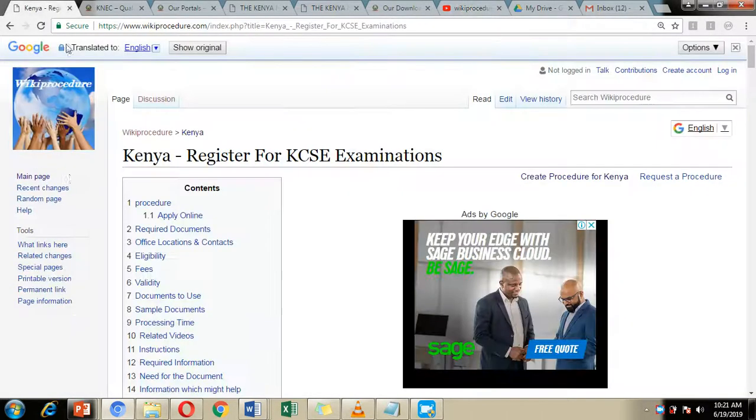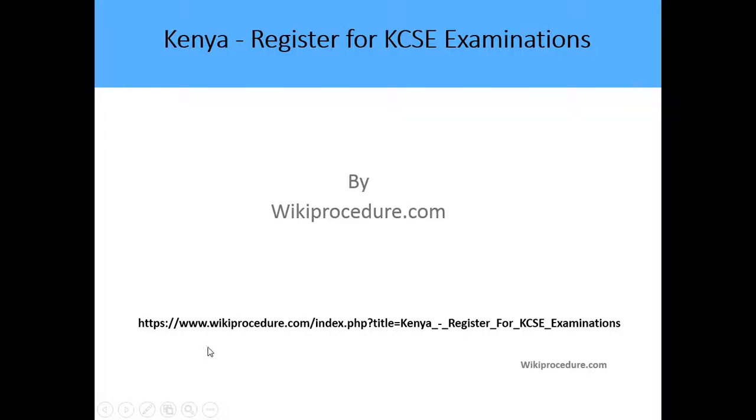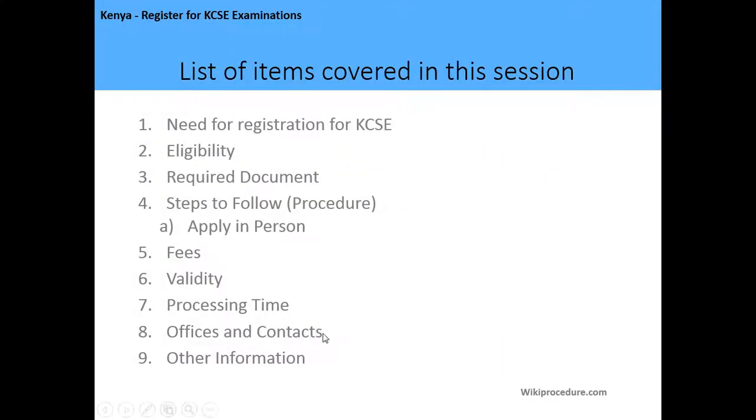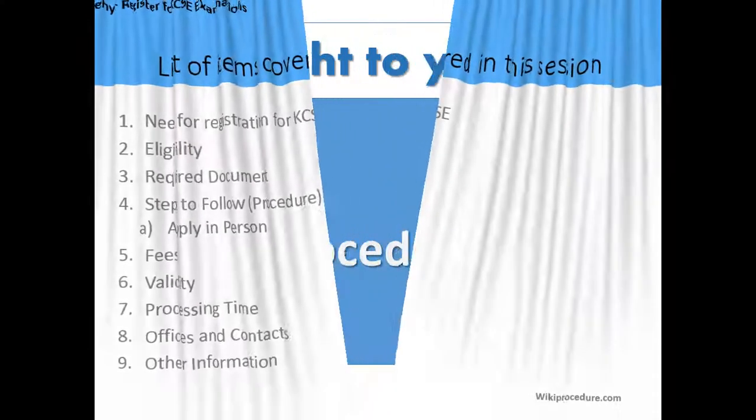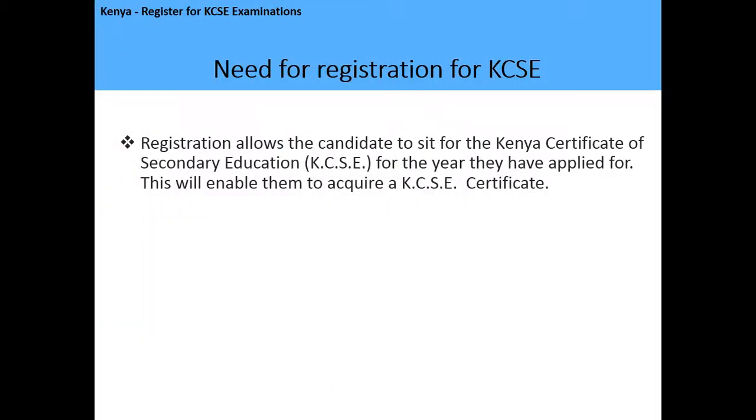So let's get back to our presentation. The list of items which we are going to cover in this session include the need for registration for KCSE, the eligibility, the required documents, steps to follow while making the application, the fees, validity period, processing time, office location and contact information, and any other information that we might find relevant on how to make the registration for the KCSE examination. So welcome to our presentation today, which is brought to you by wikiprocedure.com.